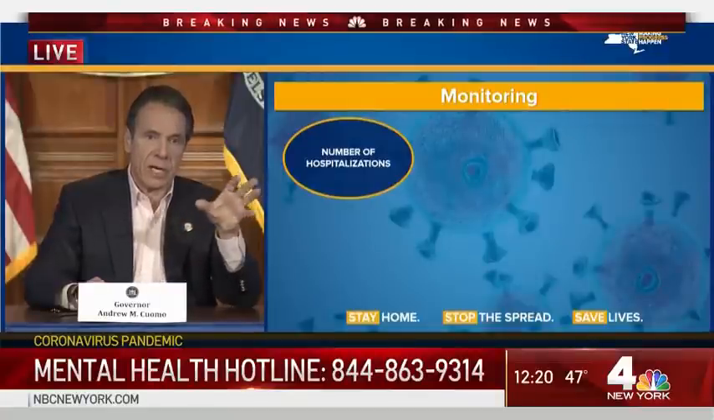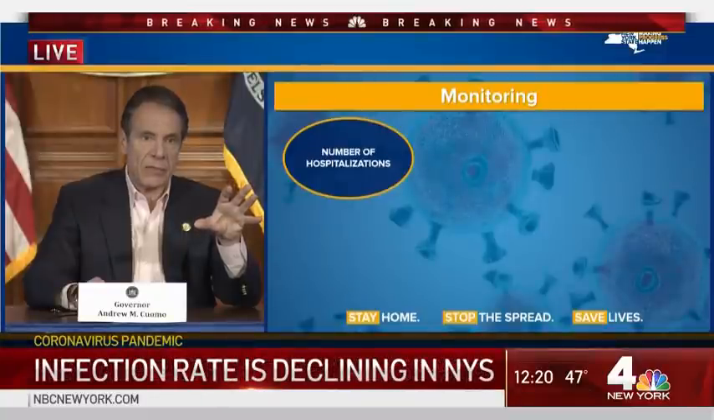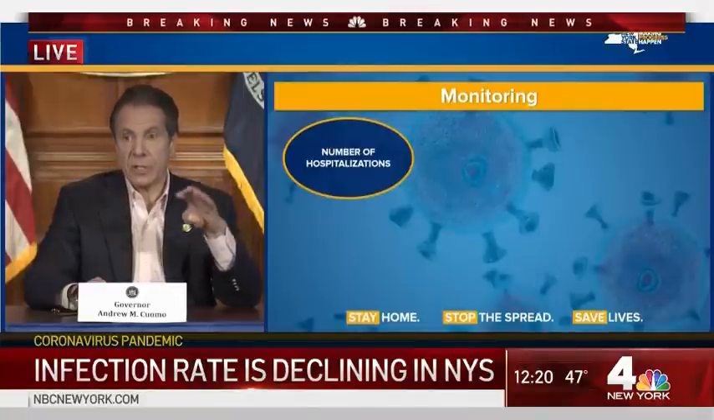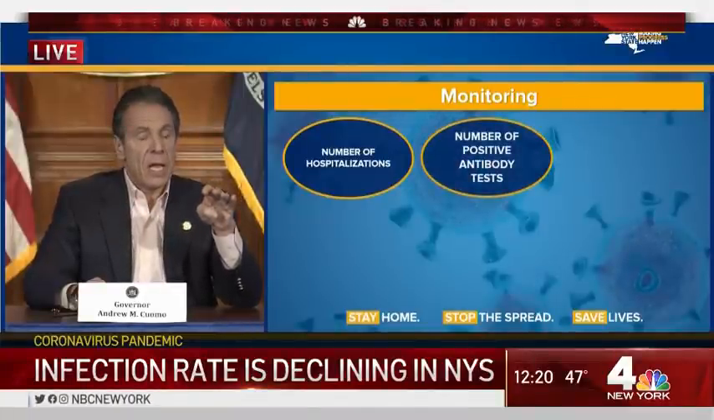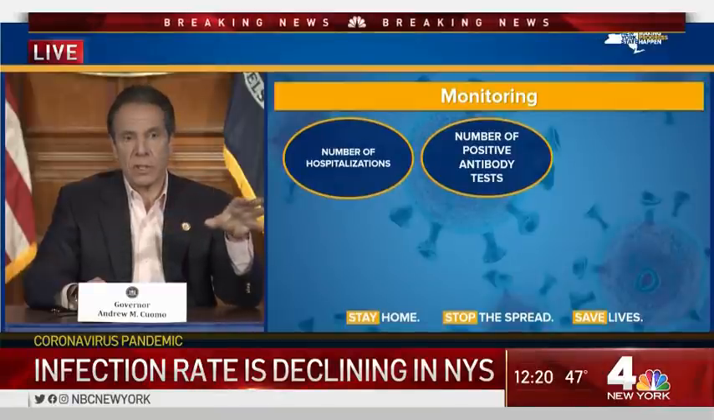How do you monitor it? You have 3 basic dials. Number of hospitalizations, which you see every day, which I show you every day, the number of hospitalizations. And you can see that by region. The number of positive antibody tests. This is why testing is so important.